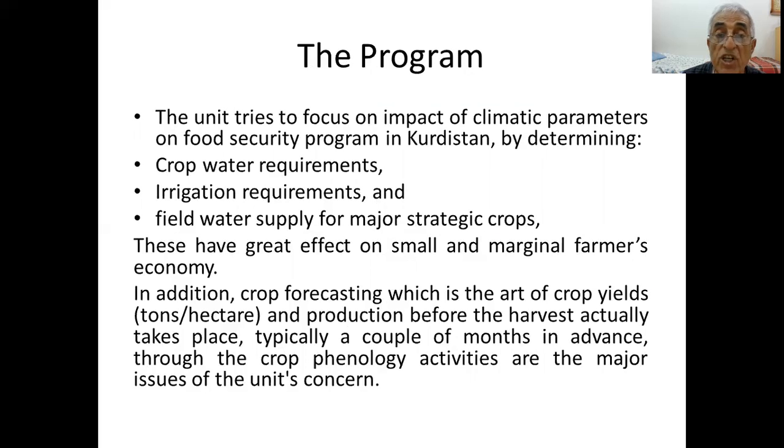The unit tries to focus on the impact of climatic parameters on food security program in Kurdistan by determining crop water requirements, irrigation requirements, and field water supply for major strategic crops. These have great effect on small and marginal farmers' economy. In addition, crop forecasting, which is the art of predicting crop yields, tons per hectare, and production before the harvest actually takes place, typically a couple of months in advance. Crop phenology activities are the major issues of the unit's concern.